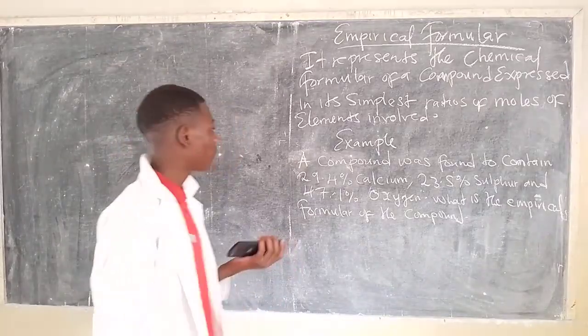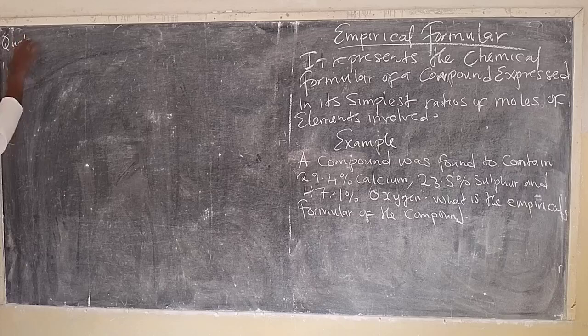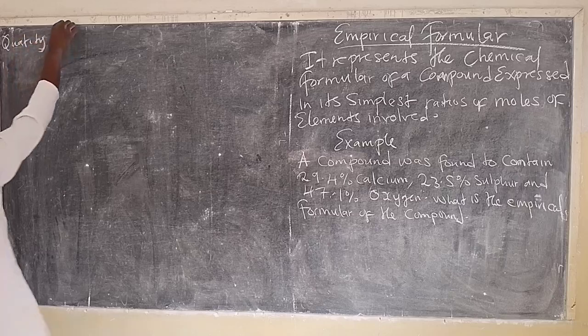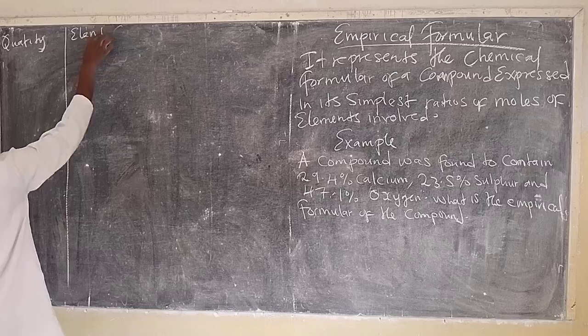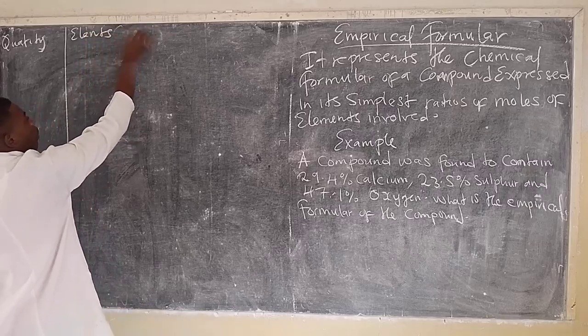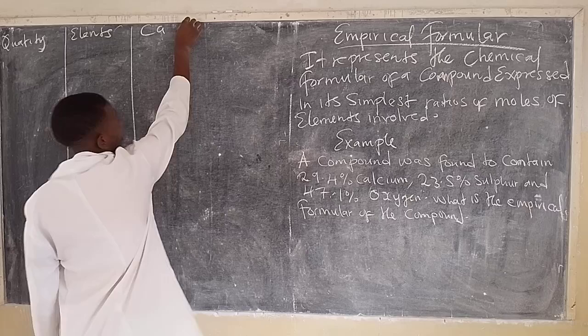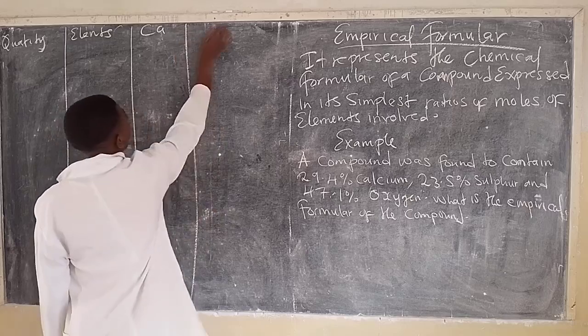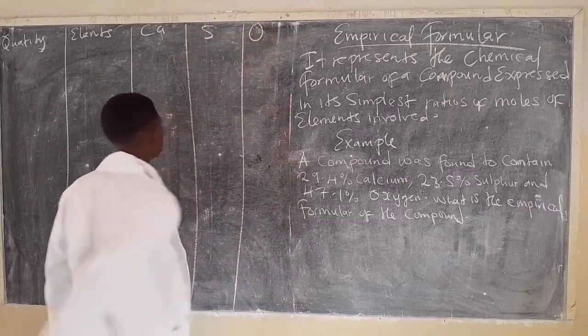Now how are you supposed to go about that? We are going to put here the quantities. So we have the quantities, we also have the elements. The elements that are there, we have the calcium with the symbol Ca, the sulfur, and last but not the least, the oxygen.